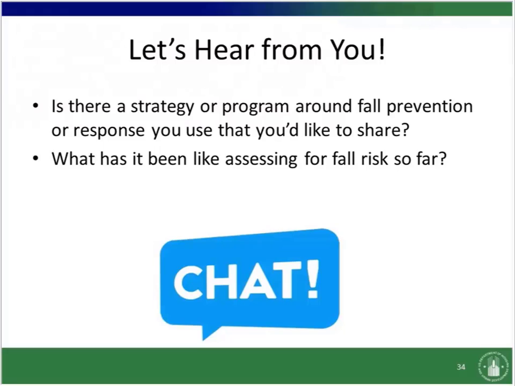Lisa, do you have any specific examples of when this happened, like a specific behavior that a resident was willing to change or didn't even realize that they had, and so they made changes to address?